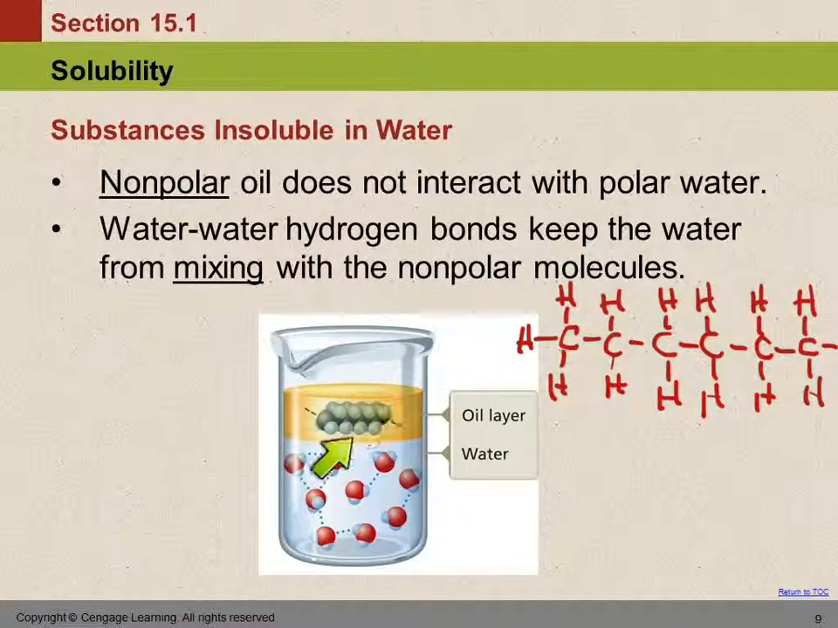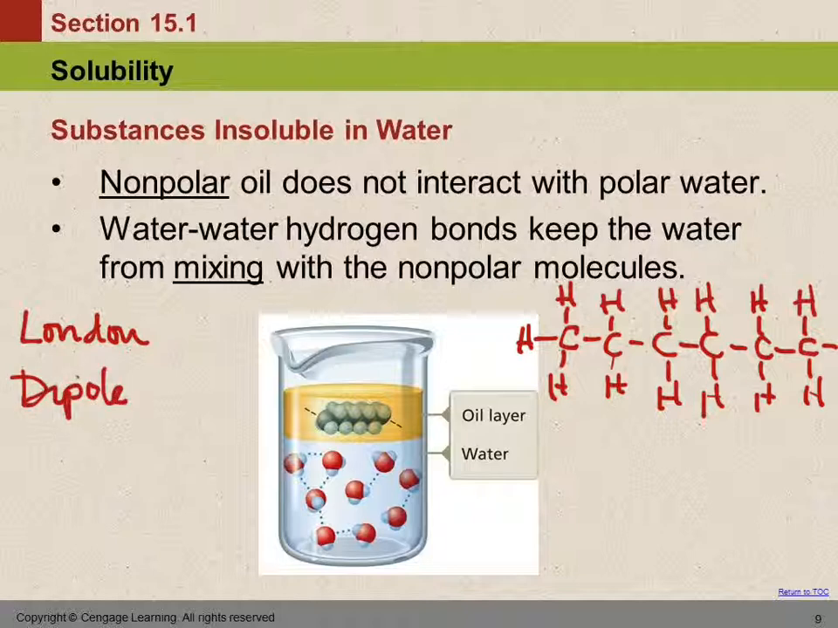So here we've got the oil up here. In order for it to mix with the water, it has to be able to interact with the water. Remember we talked about the different types of intermolecular forces, and we talked about the London forces and the dipole-dipole forces and the hydrogen bonds, right? And which did we say was strongest?